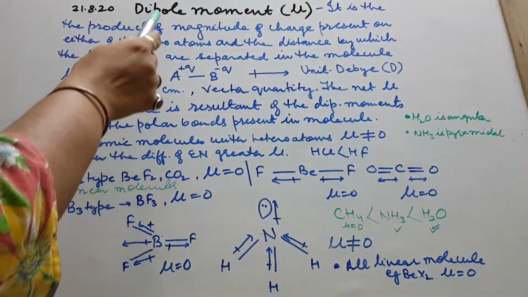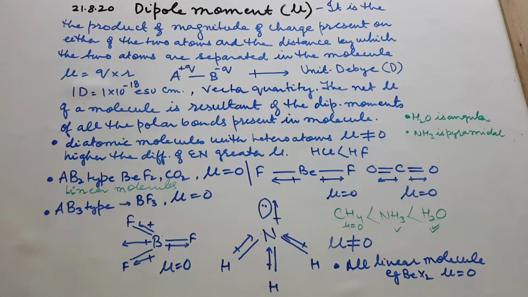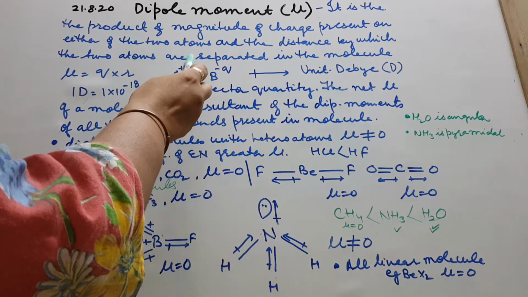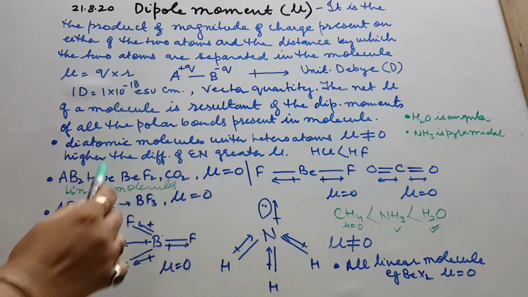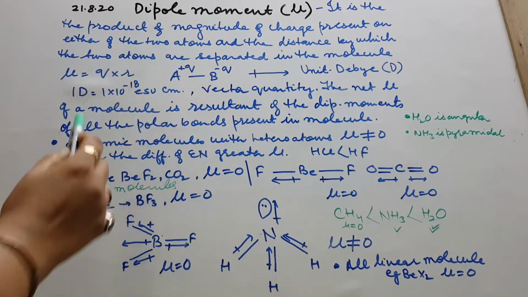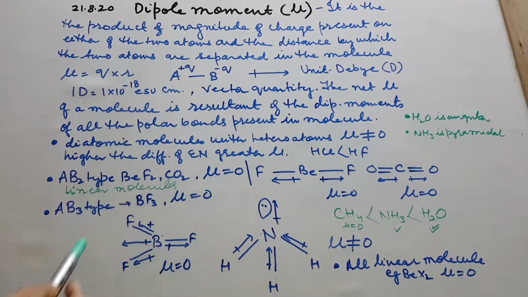It is the product of the magnitude of charge present on either of the two combining atoms and the distance by which the two atoms are separated in the molecule. Like here we have AB, the charge this has, the same will be here. So either of the charge Q and the distance by which they are separated, R. R is the distance. So mu is equal to Q, charge, into R, distance.